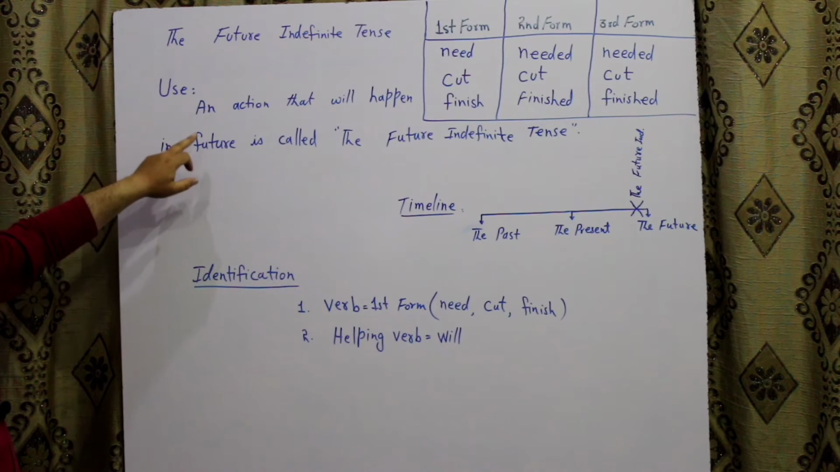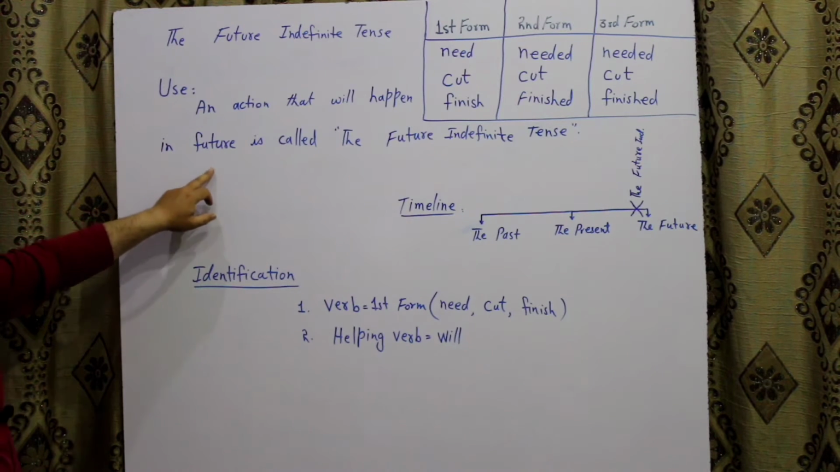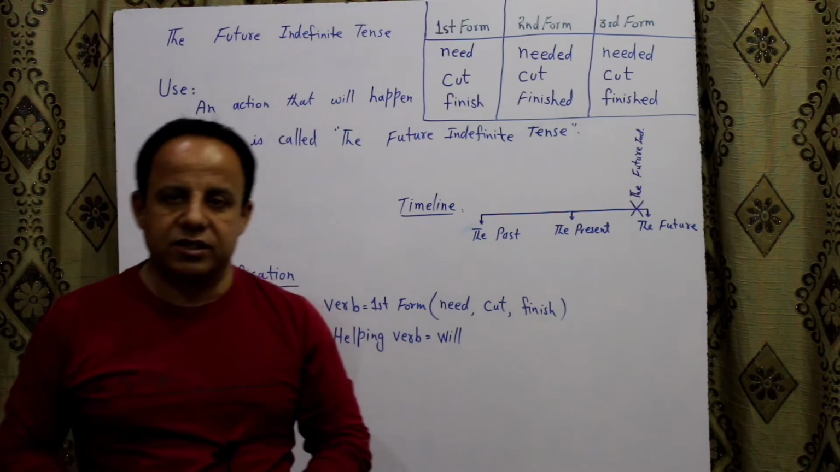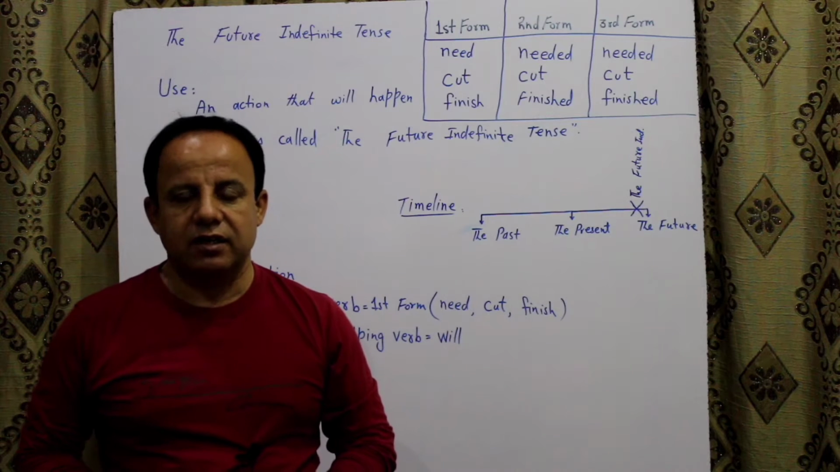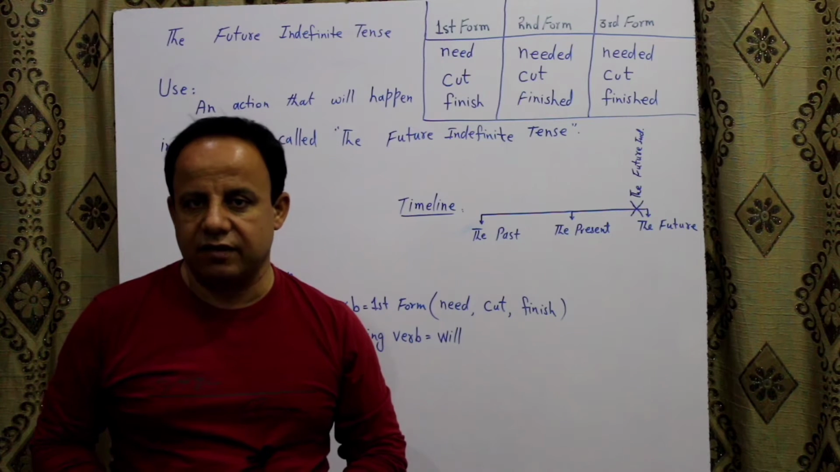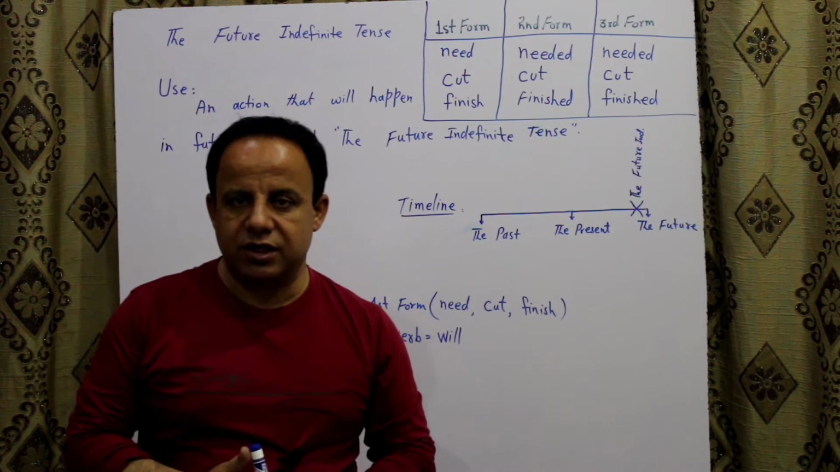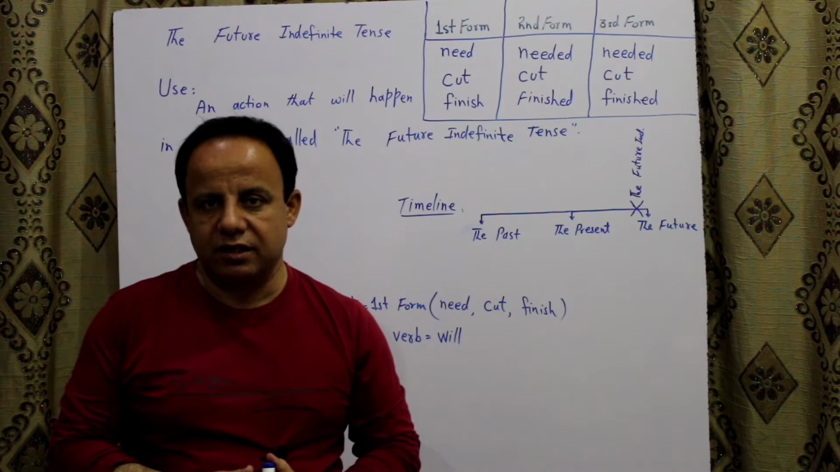An action that will happen in future is called the future indefinite tense. It means the action will start and finish in future. That is known as the future indefinite tense. So whatever we do in future, or what will happen in future, that is known as the future indefinite tense.